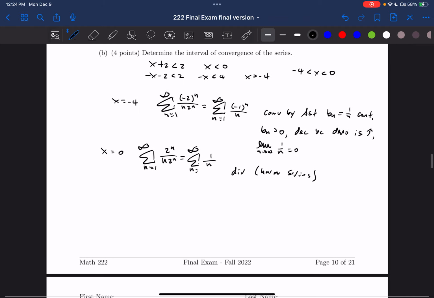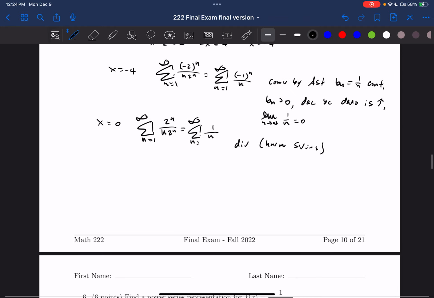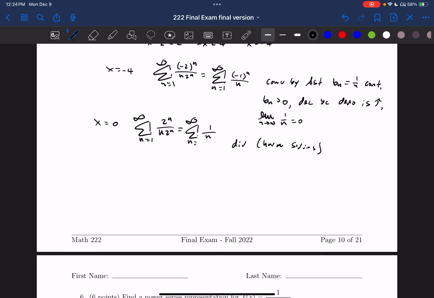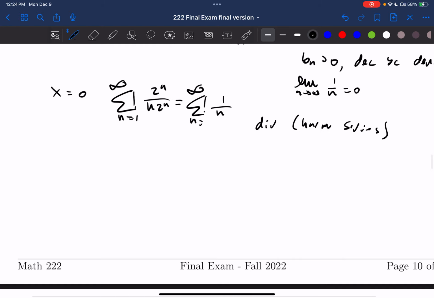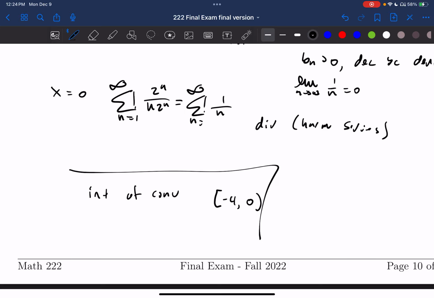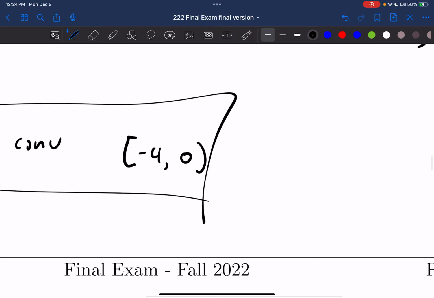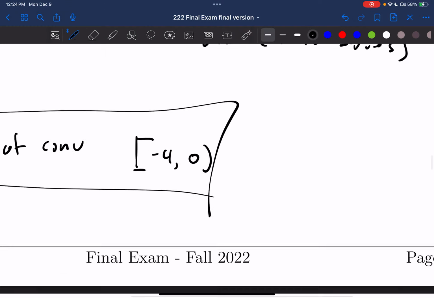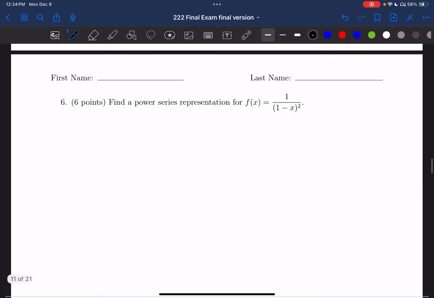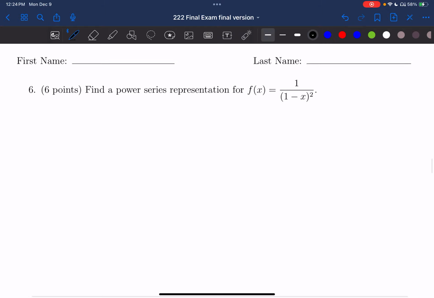So we can see whenever x is equal to negative 4, it will converge, and when x is equal to 0, it will diverge. So our interval of convergence is equal to square bracket, negative 4, comma, 0, parenthesis. I should probably write this a little bit better. There we go.